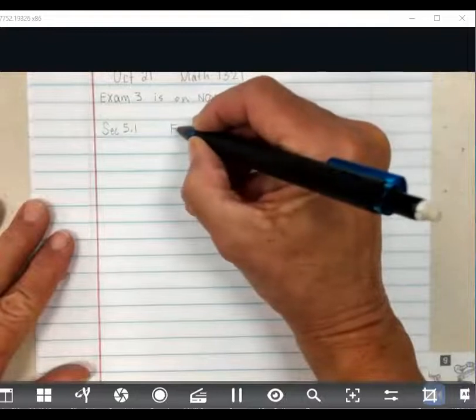Okay, so in section 5.1, we had some fundamental identities.